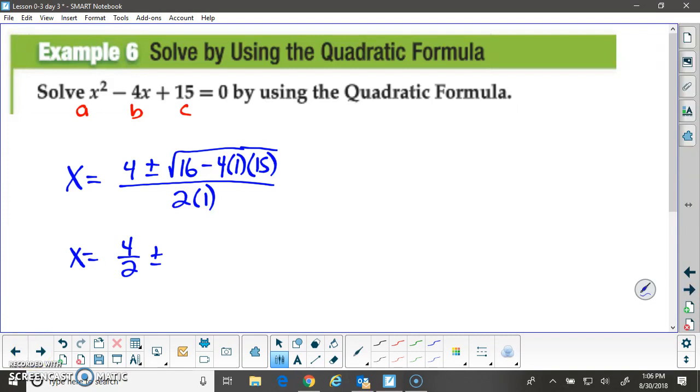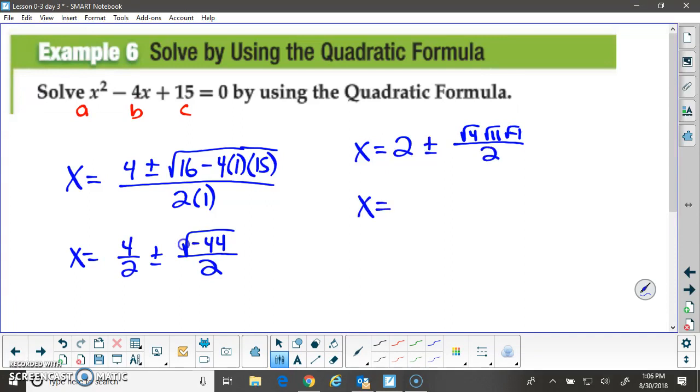minus 60 gives us negative 44. We got that inside the square root. That's still being divided by 2. And so simplifying this down, you can see we're going to get x equals 2 plus or minus. Now I'm going to break down that square root of negative 44 into the square root of 4 times square root of 11 times square root of negative 1, and then divided by 2. And this would simplify into 2 plus or minus 2i square root of 11 divided by 2. Those 2's can cancel, so we end up just getting 2 plus or minus the square root of 11i.